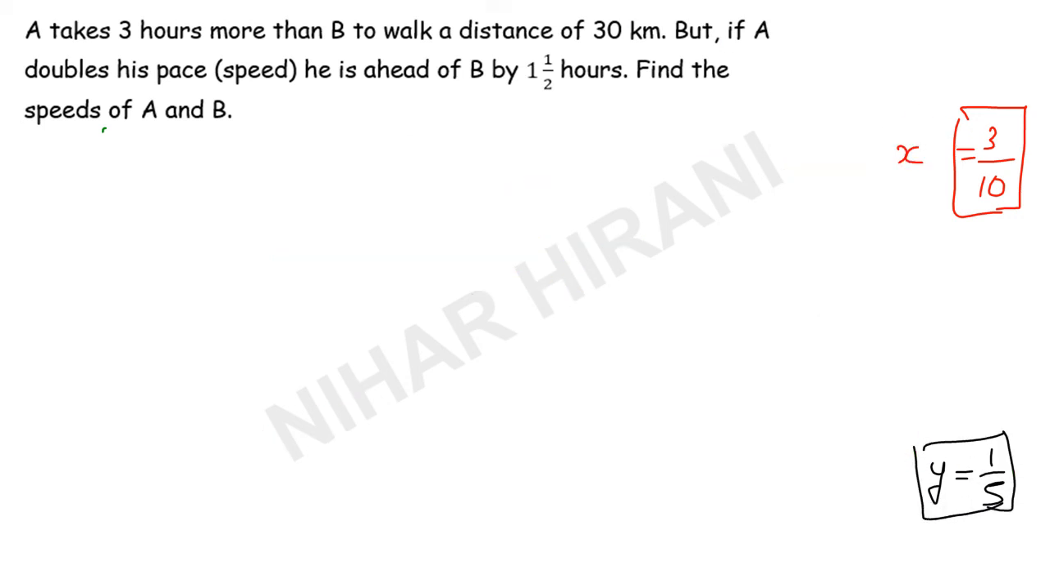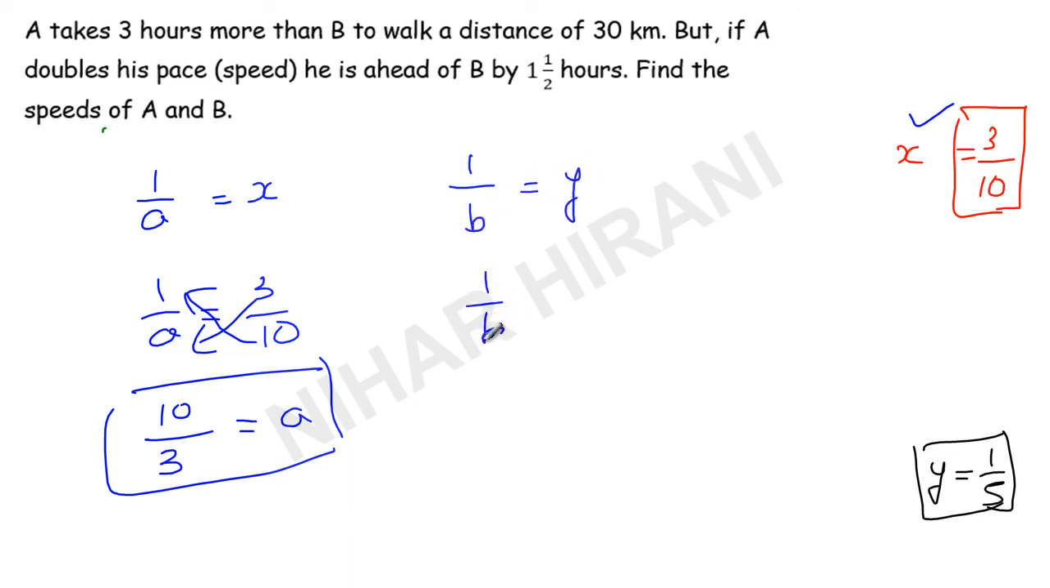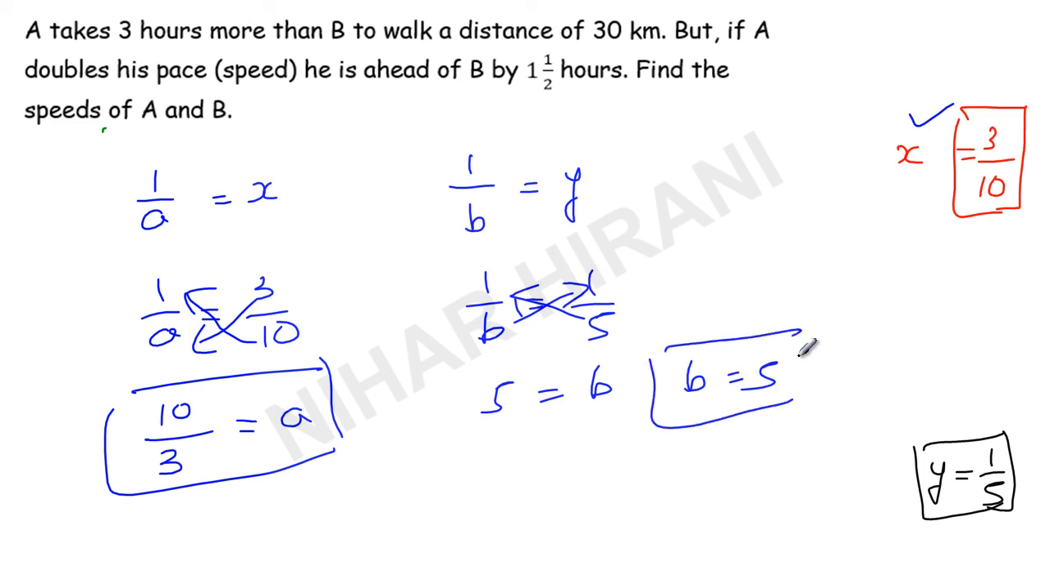So now we have the value of x and the value of y. We supposed in the beginning 1 upon a is equal to x, and here we will substitute this value. So 1 upon a is equal to 3 over 10. I will take this 10 to this side and 3 here. 10 over 3 is equal to a, and that's my answer for a. So what is the speed of A? 10 over 3 km per hour. Now let us talk about B. We supposed in the beginning 1 upon b is equal to y. What is the value of y? That is 1 over 5. I will take 5 to this side and b to this side. So 5 is equal to b. So what is the speed of B? That is 5 km per hour, and that's it.